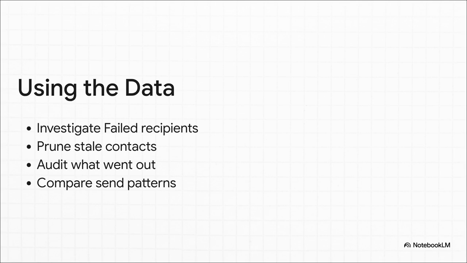The golden rule here is don't just glance at this data and forget about it. Use it. If a recipient failed, do a little digging. Did that journalist move to a new publication? Use this snapshot to surgically prune your Rolodex for the next round. It's a fantastic, undeniable source of truth to audit exactly who got what.